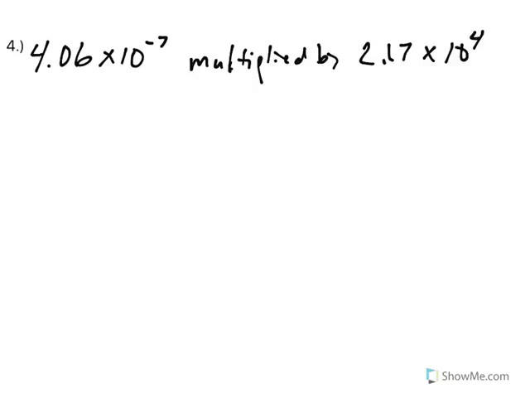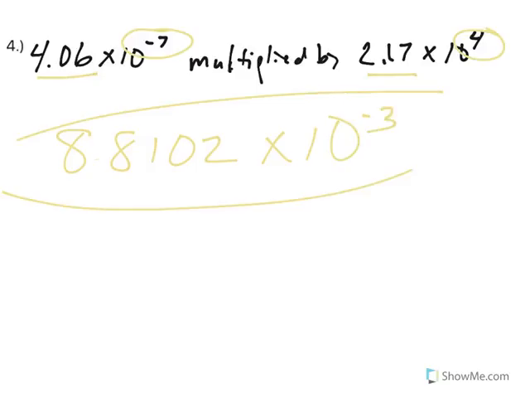Last one, again, we're going to multiply. So 4.06 times 2.17 is 8.8102. Between 1 and 10, so I'm good. Times 10 to the negative 7 plus 4 is negative 3. Here's scientific notation. Negative 3 means I'm going to go left 3 places.